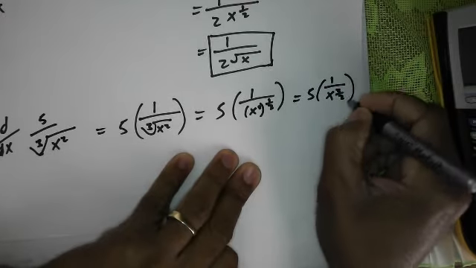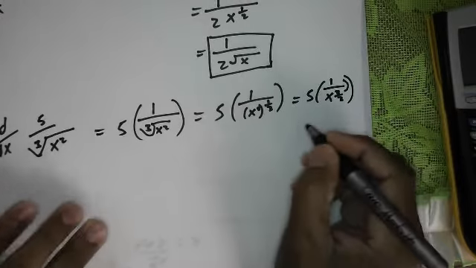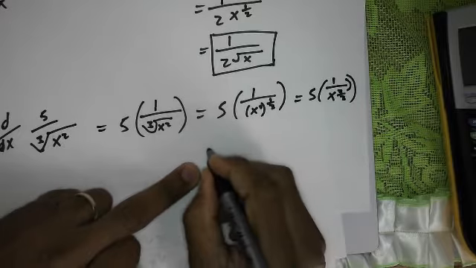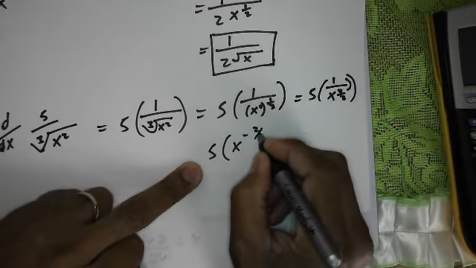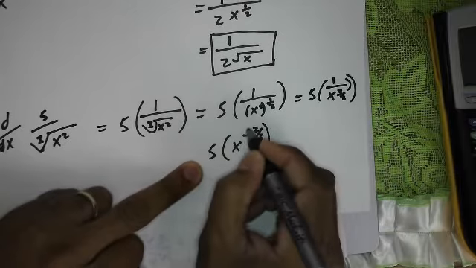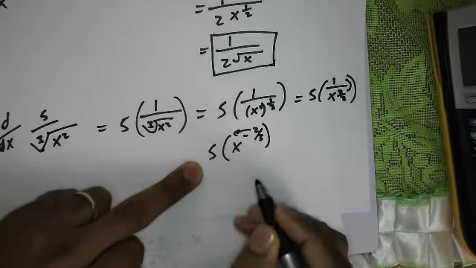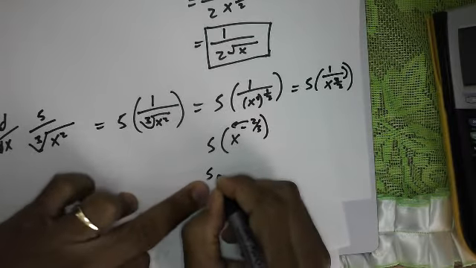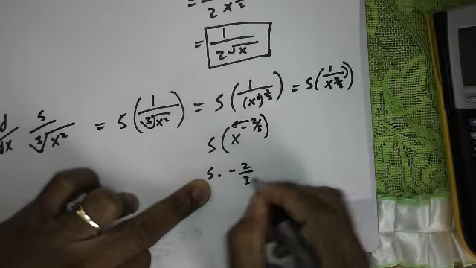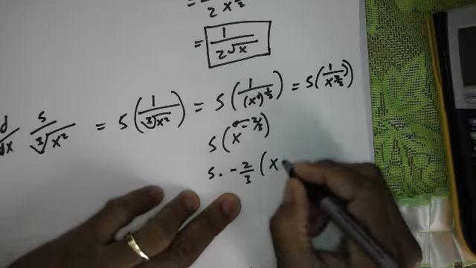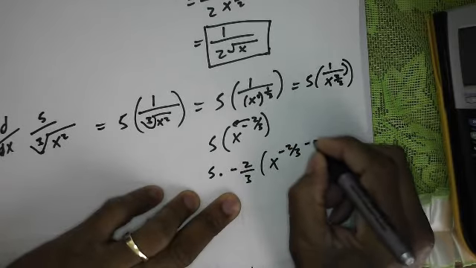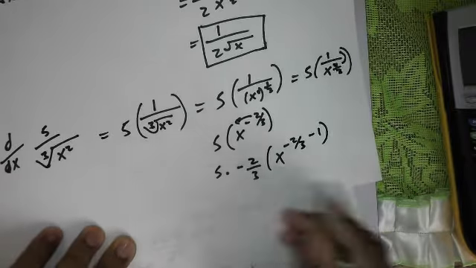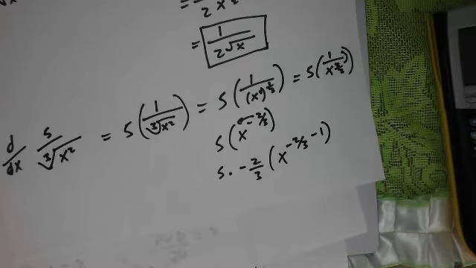Now I bring my exponent up. Okay? So if I bring my exponent up, that is going to give me 5 times x to the negative 2/3. Alright? In this case, I bring my exponent to the front. So that would give me 5 times negative 2/3 times x now to my original exponent, which is negative 2/3, and I subtract 1 from that. Alright? So let's continue it here.